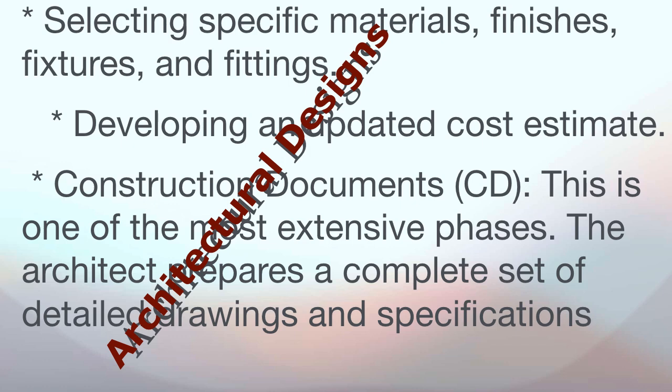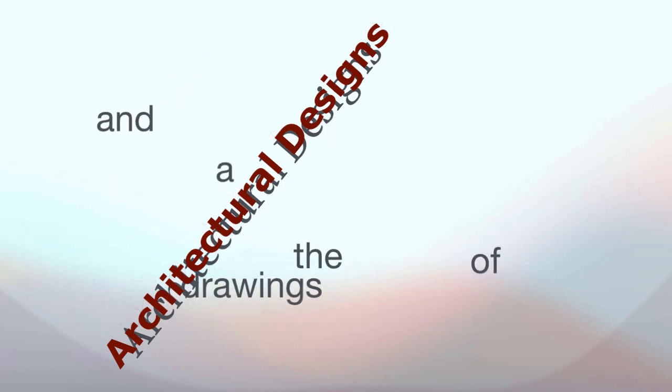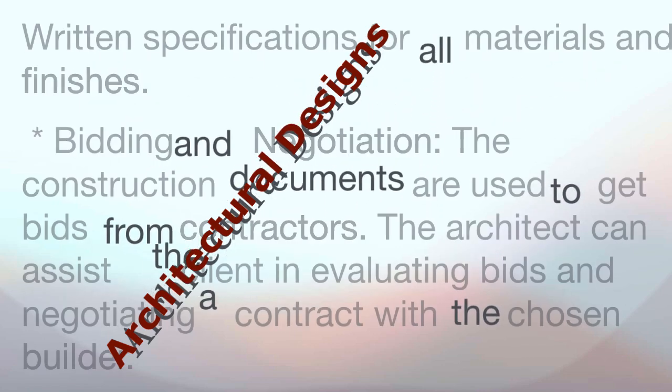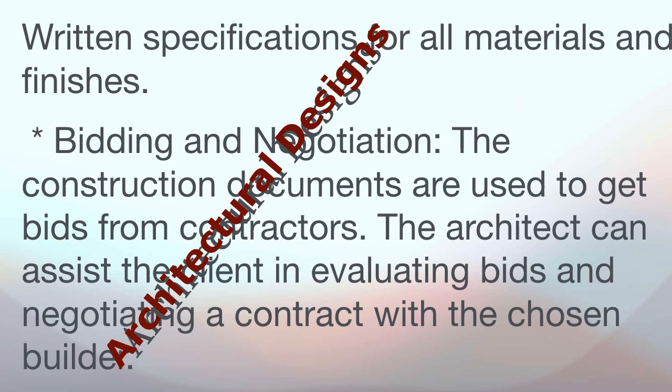Construction documents. This is one of the most extensive phases. The architect prepares a complete set of detailed drawings and specifications that a contractor will use to construct the building. These documents include architectural, structural, mechanical, and electrical plans, detailed drawings of all building elements from foundations to the roof, written specifications for all materials and finishes.